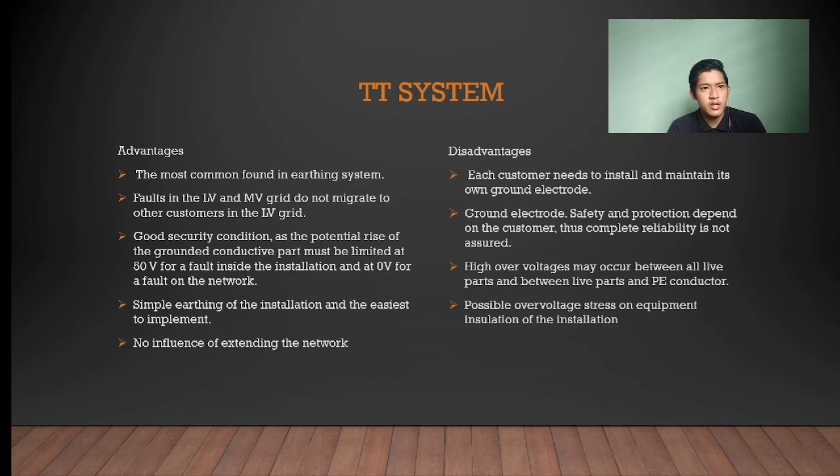The advantages of the TT system: faults in the earthing system, the most common found in the low voltage and middle voltage grid, do not migrate to other customers in the low voltage grid. Good security condition, as the potential rise of the grounded conductive part must be limited to 50 volts for a fault inside the installation and 0 volts for a fault on the network. Simple earthing of the installation and the easiest to implement. No influence of extending the network.